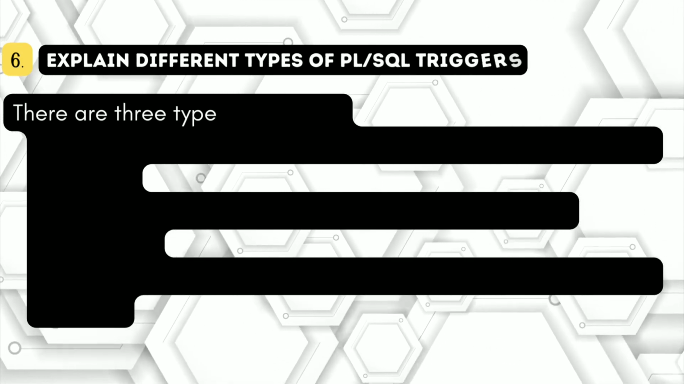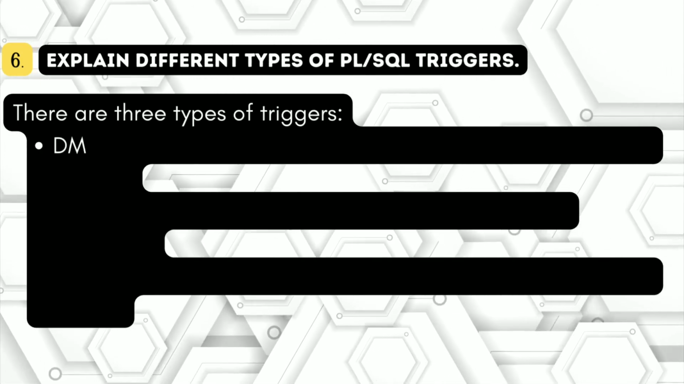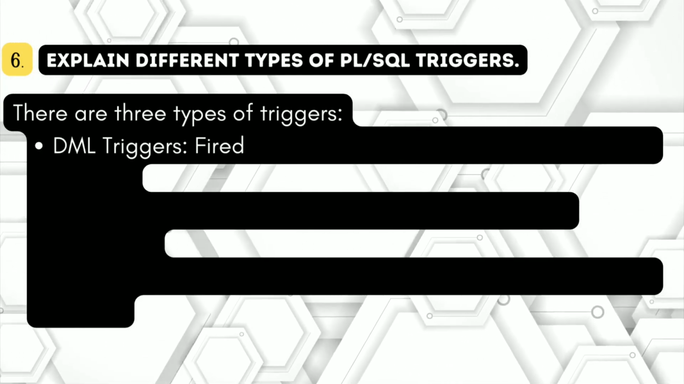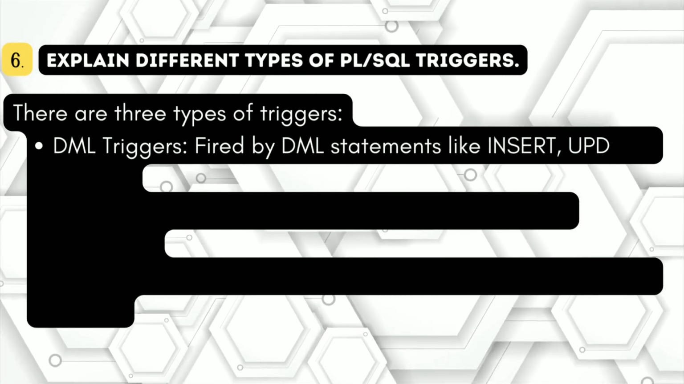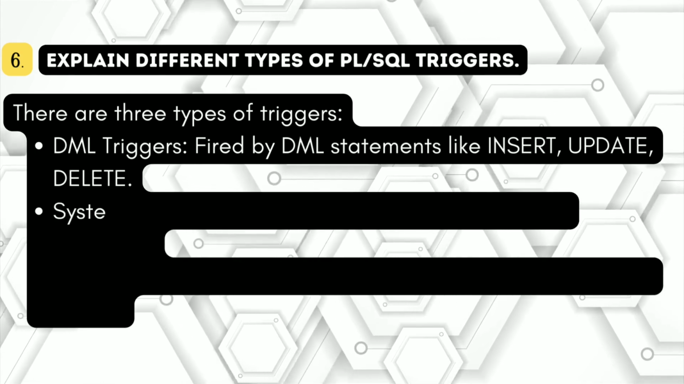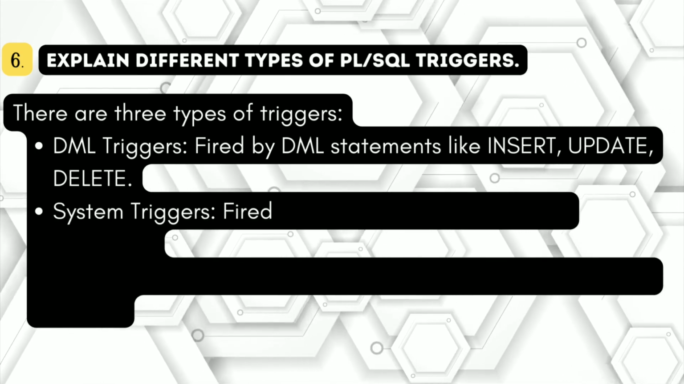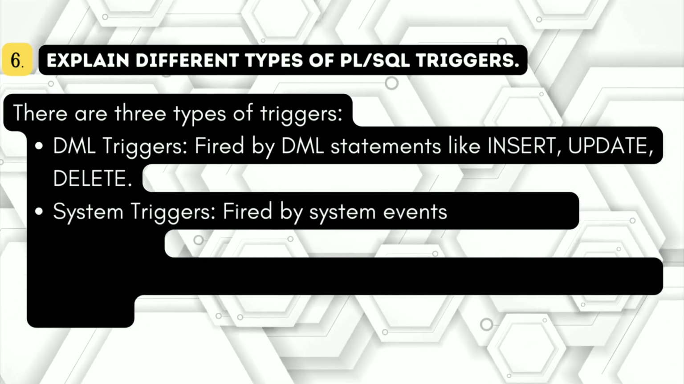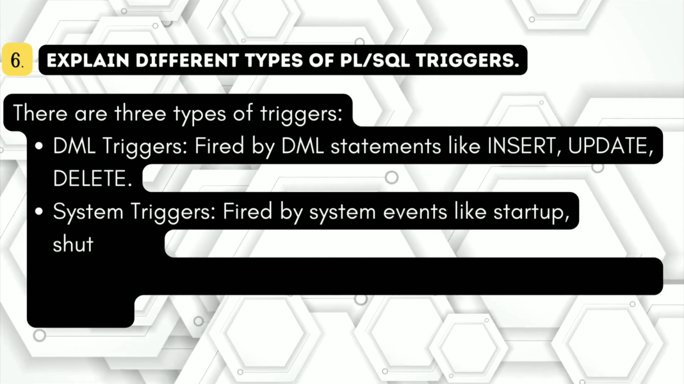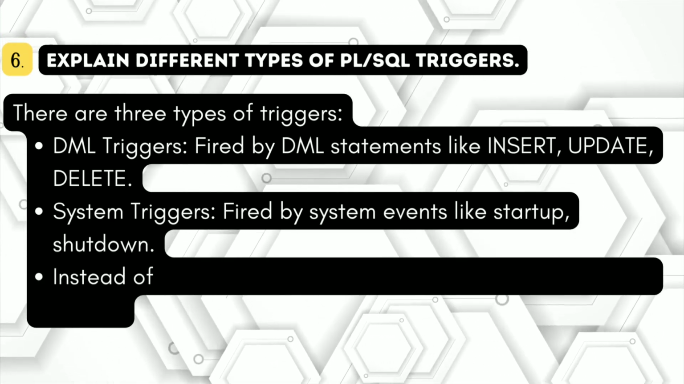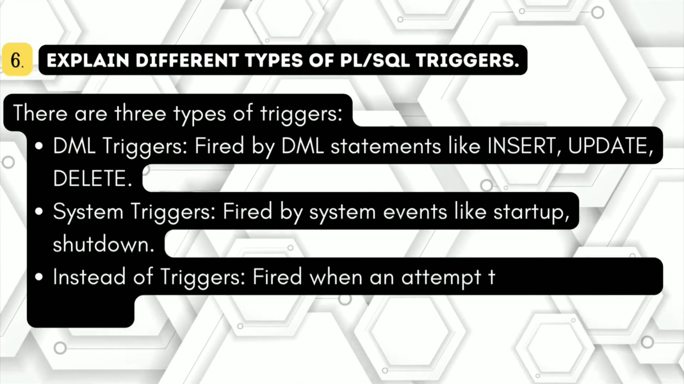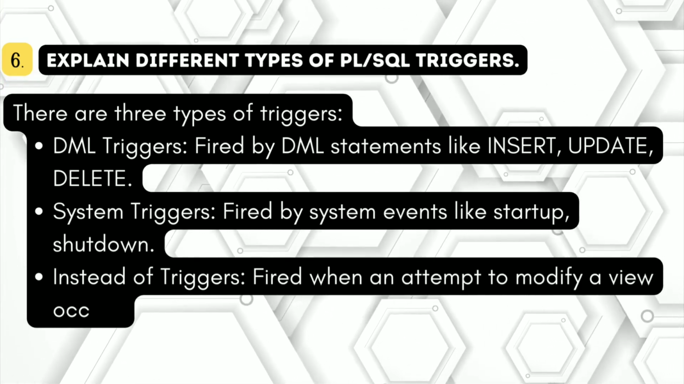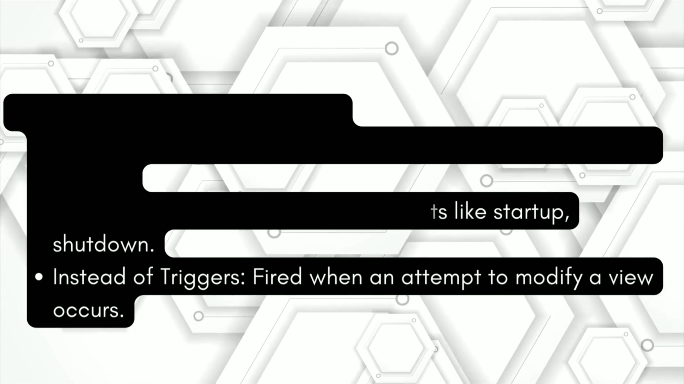Then sixth question: explain different types of PLSQL triggers. There are three types of triggers: DML triggers, fired by DML statements like insert, update, and delete. Then system triggers, fired by system events like startup, shutdown. Third, instead-of triggers, fired when an attempt to modify a view occurs.